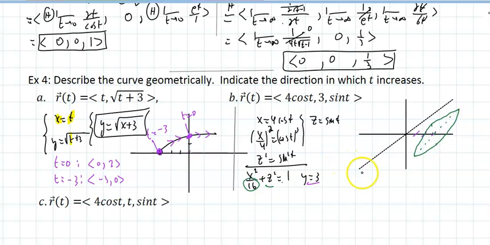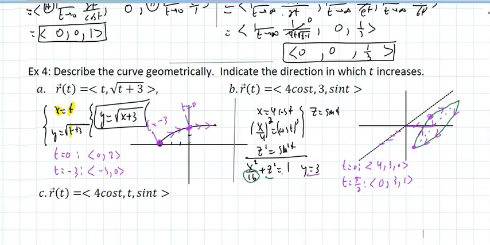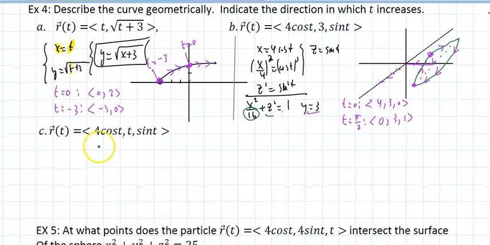Now, at t equals 0, where am I? I am at 4, 3, 0. I'm right here. How about at t equal 1.57 seconds? I am at 0, 3, 1. I'm right here. So I get the direction. This runs in this direction. And if I look at the third example, well, that's the same as part B.